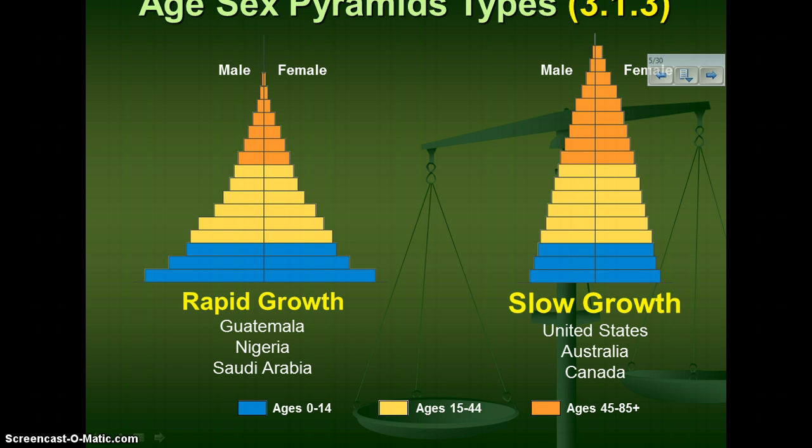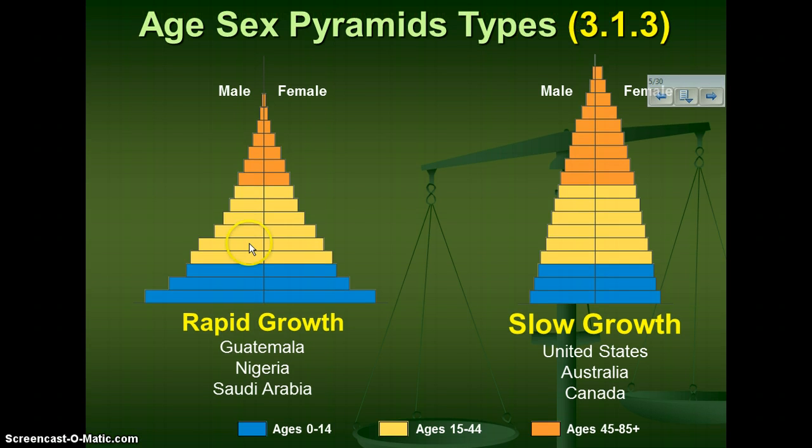So here's our first comparison. This is an age-sex pyramid. We'll see that the males are on the left, females are on the right, and each block is a different age category. This is infants and so forth. Remember, this first age category is 0 to 14. Second age category, that reproductive age group, is in yellow, 15 to 44, and that older age category up to the elderly is 45 up to 85 plus.